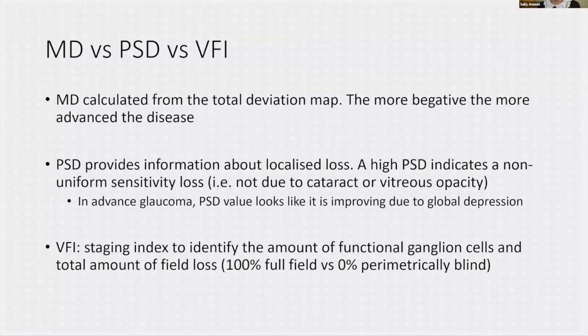Now, the visual field index is a staging index to identify the amount of functional ganglion cells and the total amount of visual field loss.